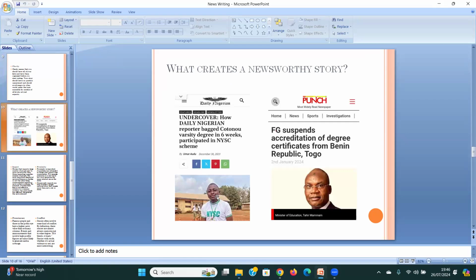Now, what makes a story newsworthy? Before I go into what makes a story newsworthy, I just want to share an example of how a story can be so impactful. The image on the left was the report that went viral. I think it was December. Yeah, just shortly before we crossed into the new year.